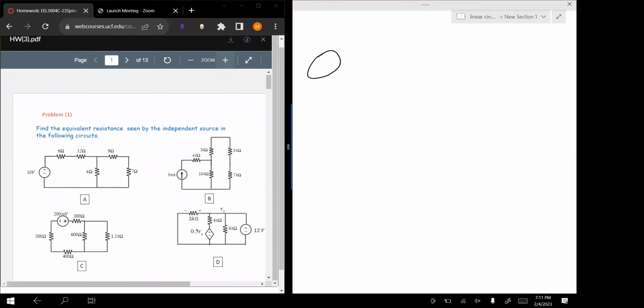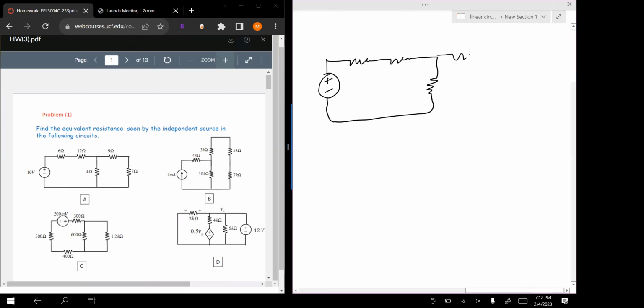So quiz 1, as far as I am aware and have written down, is going to be on circuit reduction, which is basically all of quiz 3. So if we have a nice big independent source like this, we just go down the line. This is a pretty straightforward one, which is nice. So we got 10 volts. It's going to be 6, 12, 9, 4, 7.